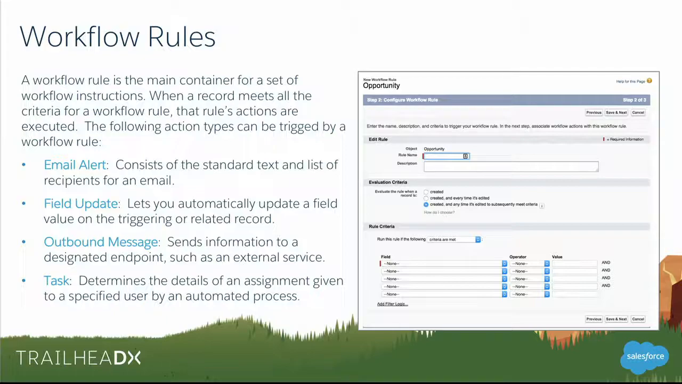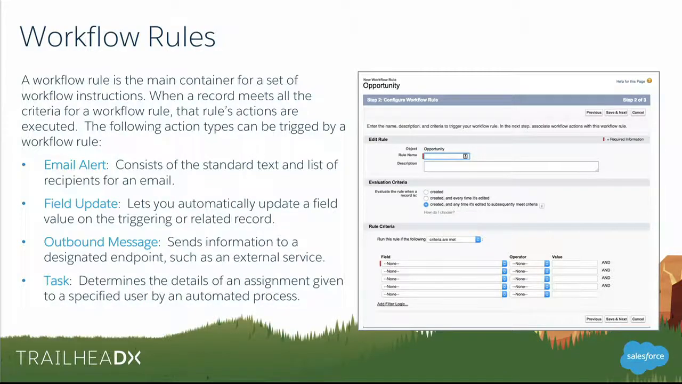You can set up email alerts. These are going to consist of a standard set of tasks and recipients for an email. You can do field updates. So maybe you want to set an update to a status field based on something else that's happened. As I mentioned, you can send outbound messages. So these are going to send messages to designated endpoints. And these could be external systems.